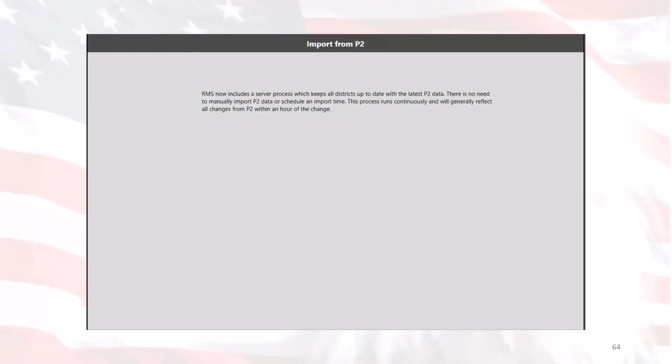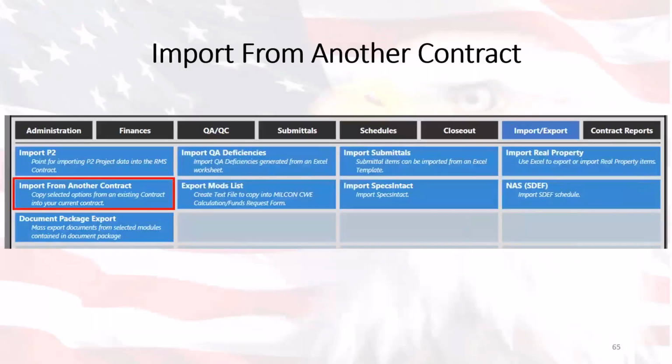RMS now includes a server process which keeps all the districts up to date with the latest P2 data. So you can go through and take a look at that. Usually that's the message that you'll get.